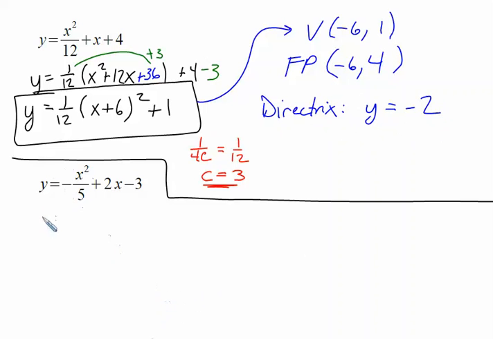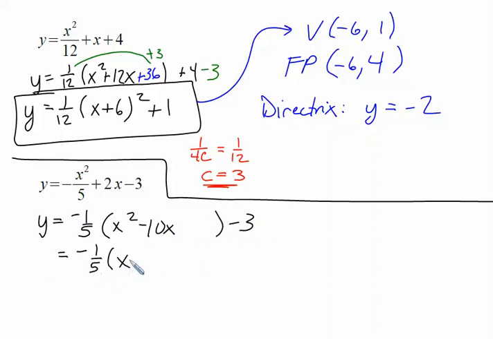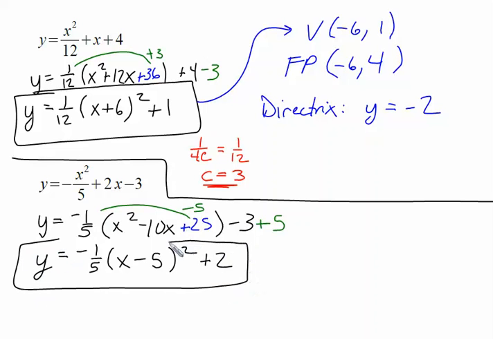In our other problem, we are going to factor out the negative 1/5. That'll leave us with x squared minus 10x, and then close your parentheses, minus 3 over on the side. That's going to be a negative 1/5 times the quantity x minus 5 being squared. When we square a negative 5, we get 25, but what we've really included would be a negative 5, so we have to add 5 to counter that out. Negative 3 plus 5 is 2. Here is the equation of our parabola.